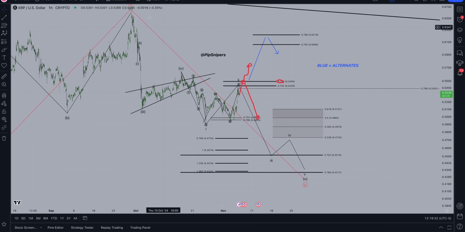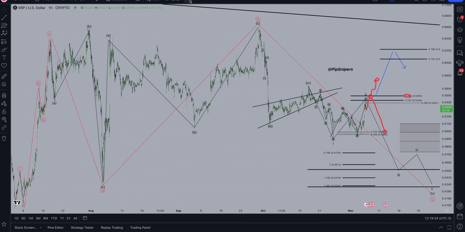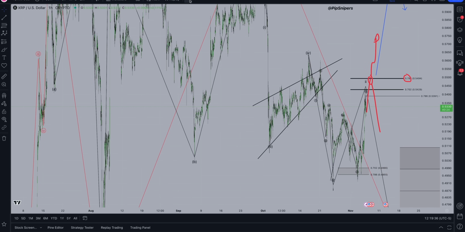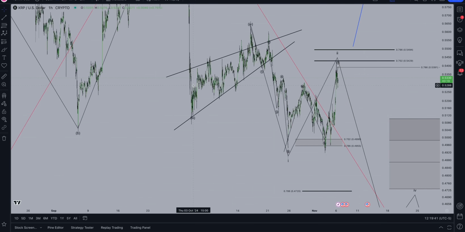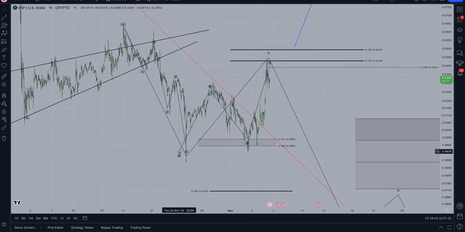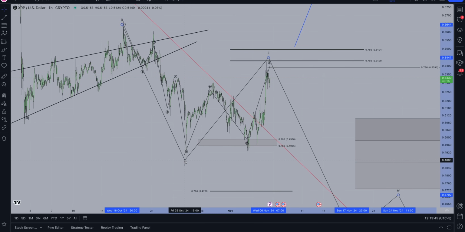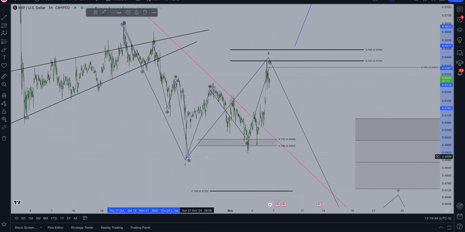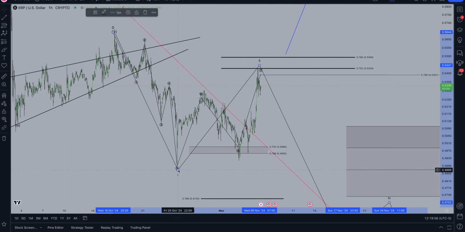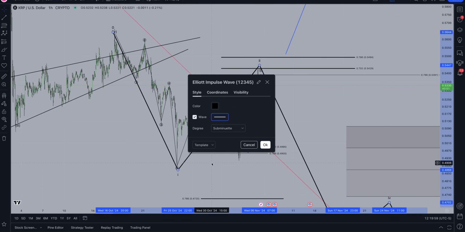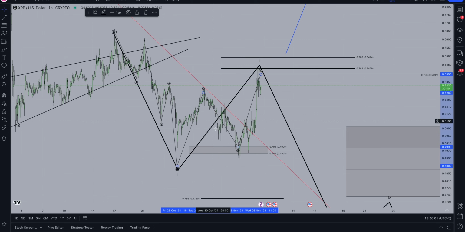So remember, 0.5429 to 0.5494 is the area I'm looking at in order to look for short opportunities. All right, this is your wave 1. I'll make the lines thicker so you guys can see a little bit better. And then this is your WXY for your wave 2.